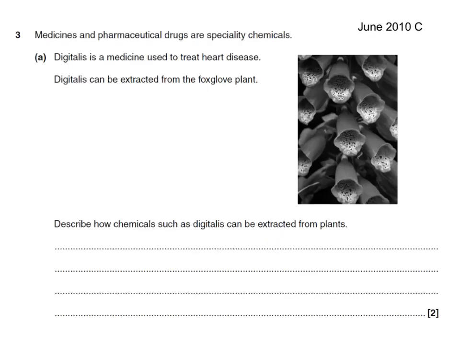Here's a past paper question on this topic. Medicines and pharmaceutical drugs are specialty chemicals. Digitalis is a medicine used to treat heart disease. Digitalis can be extracted from the foxglove plant. Describe how chemicals such as digitalis can be extracted from plants. Well, first of all, the plant material is crushed.